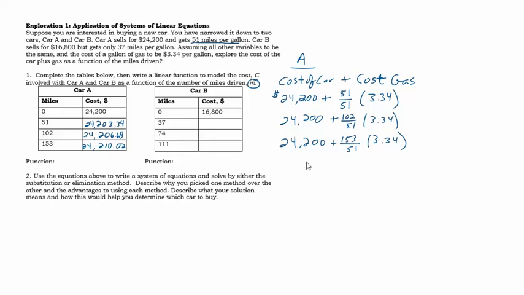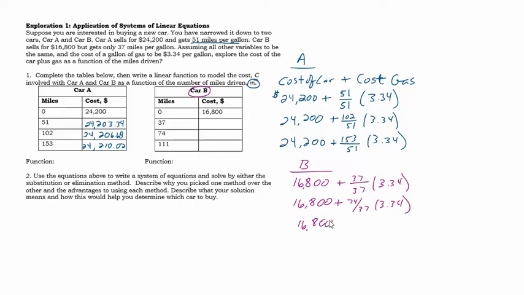Let's go to car B. Car B is going to be a similar situation, except the cost of car B is $16,800. If I drive 37 miles, and I get 37 miles per gallon, it's going to cost me another $3.34. And then you'll notice the next number they give us is 74, which happens to be 2 gallons of gas because I'm getting 37 miles per gallon. And then 111 divided by 37 would mean 3 gallons of gas at $3.34 a piece. All right, so we'll just keep adding $3.34.